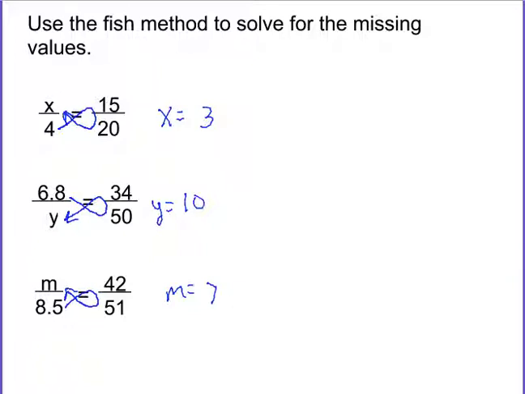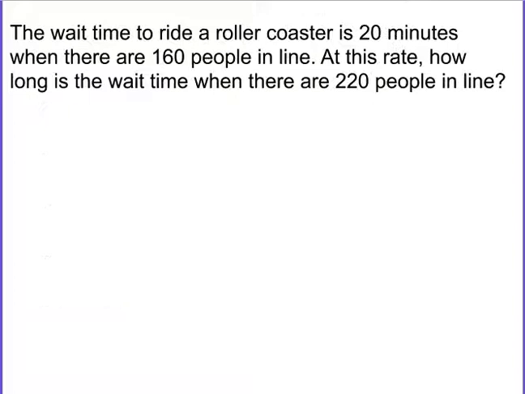All right, we can also use proportions to solve word problems. The wait time to ride a roller coaster is 20 minutes when there are 160 people in line. At this rate, how long is the wait time when there are 220 people in line? Well, let's set up a ratio given the information that we know. So where does time go on a ratio? Bottom. So 160 over 20.